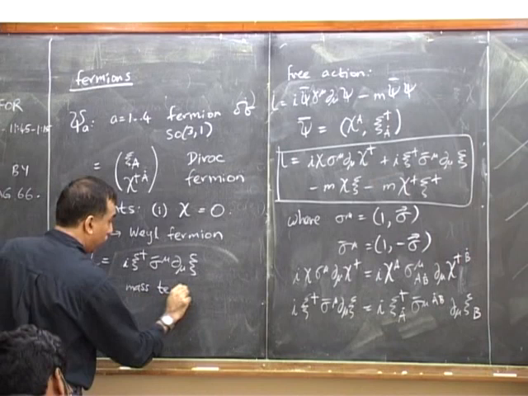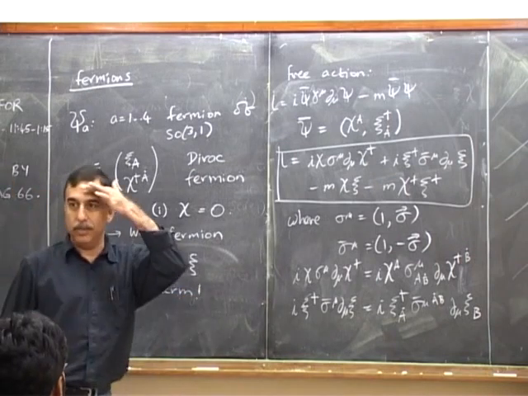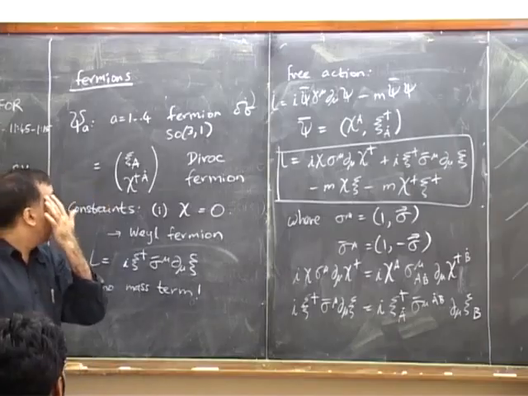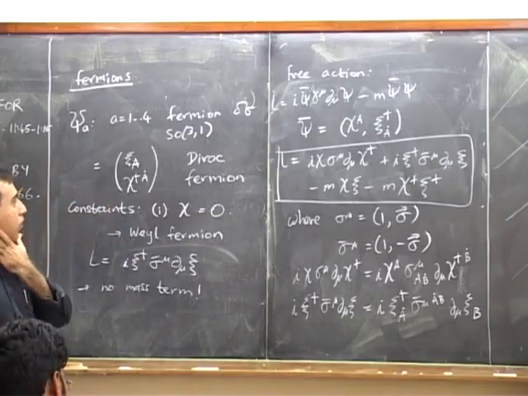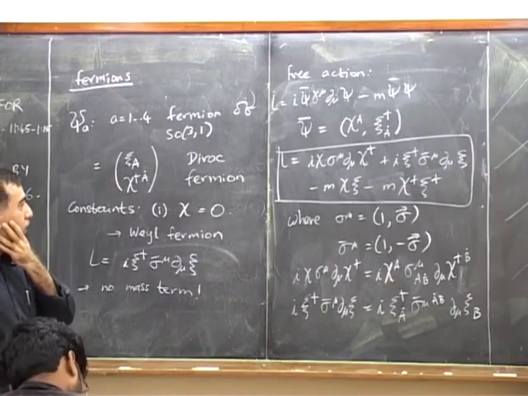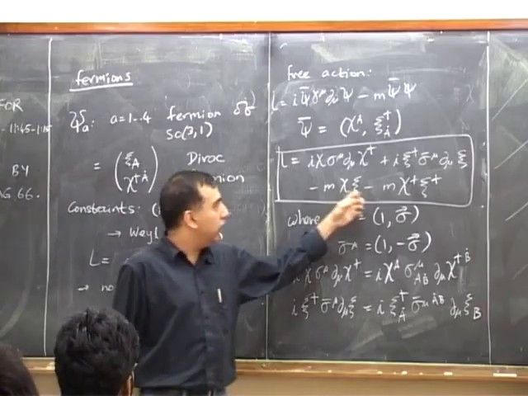Sorry, so is the expression chi identically 0? No, it's not. Why couldn't we add that to the Lagrangian? Yeah. Good question.